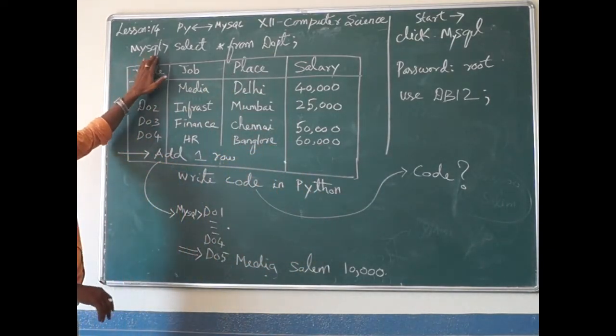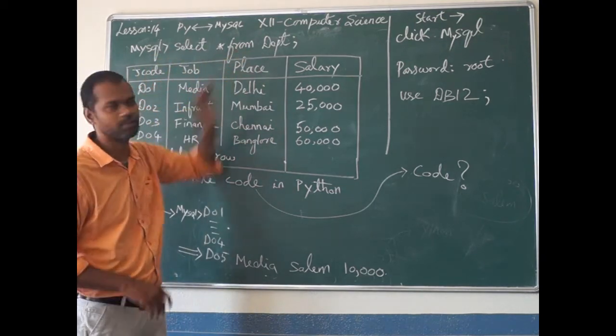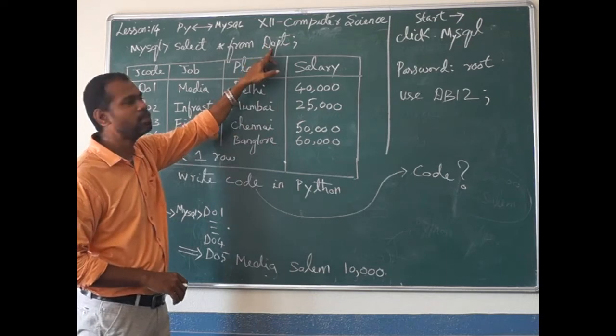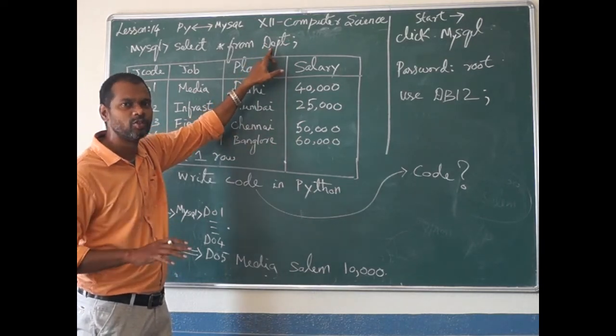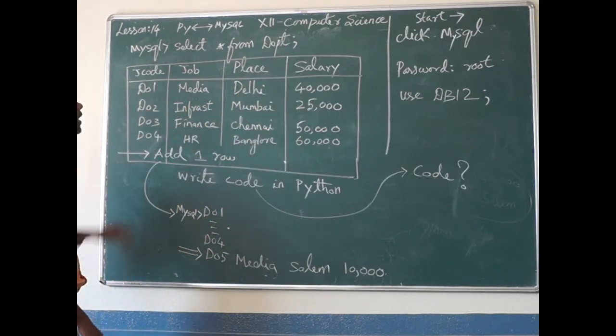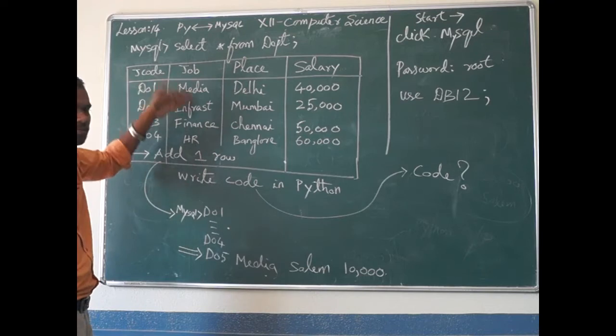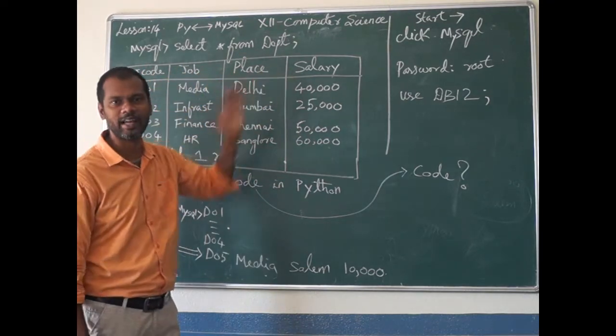So in this MySQL, you have to type select star from dept. So dept is a table name. Already this table is ready, so now this table will appear. In this table, what are the columns? J code, job, place and salary.